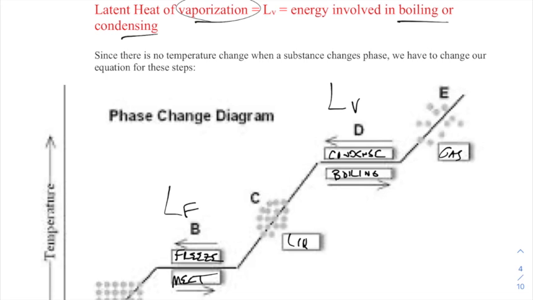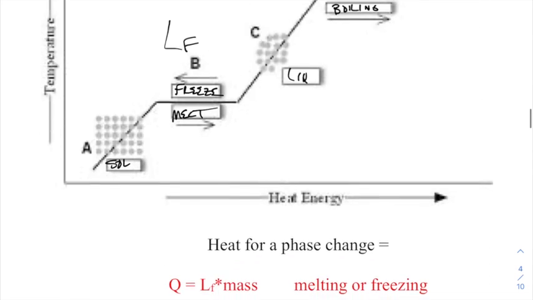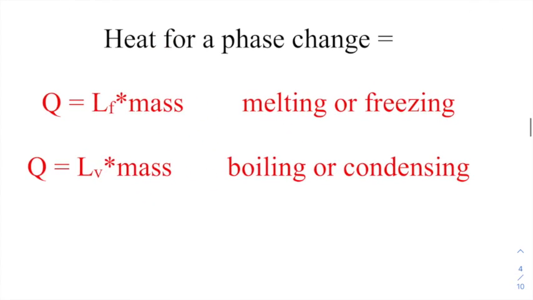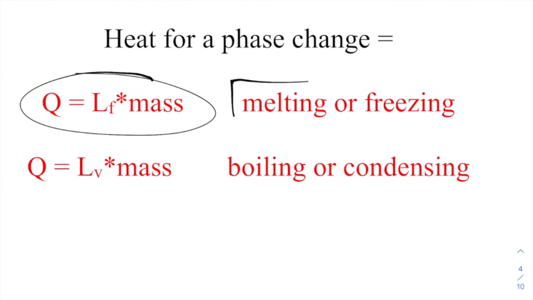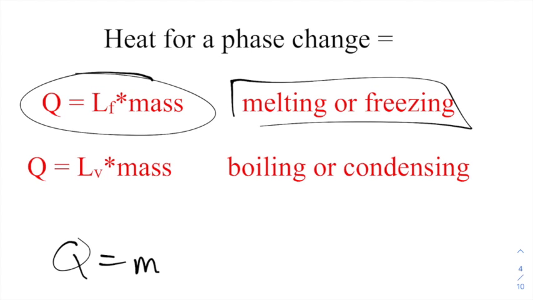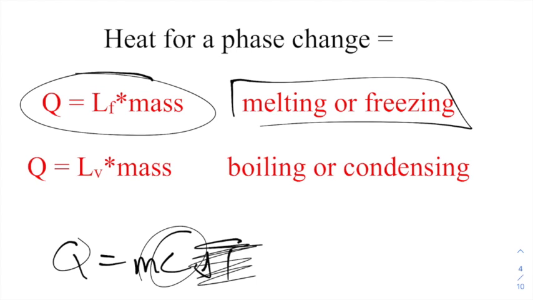And since there is no temperature change in those cases, we have a new equation. Q is equal to L of F times the mass. That's for melting or freezing, because the temperature is no longer there. So it's like m c delta T, except there is no delta T, and therefore we've got to have a new value that's like our identity factor, and that's what the L is. You might say, what the L?